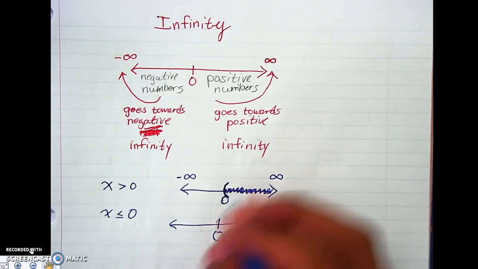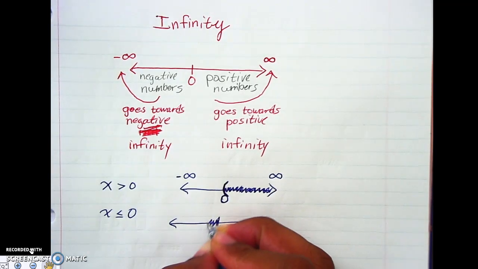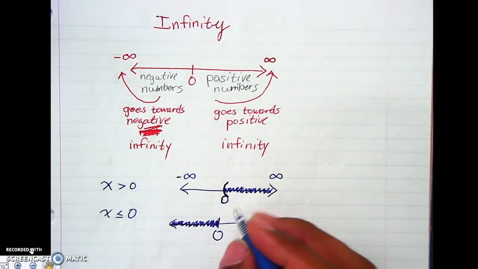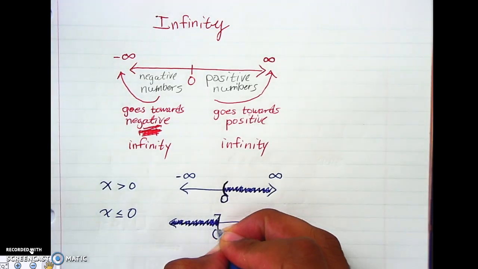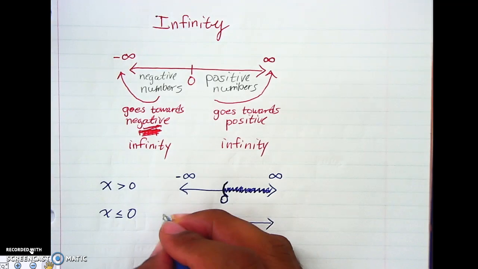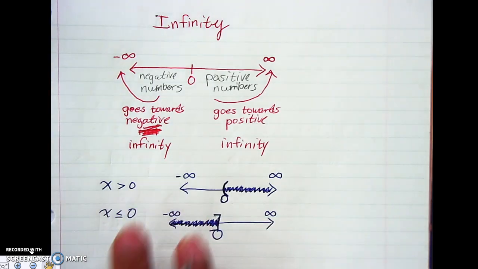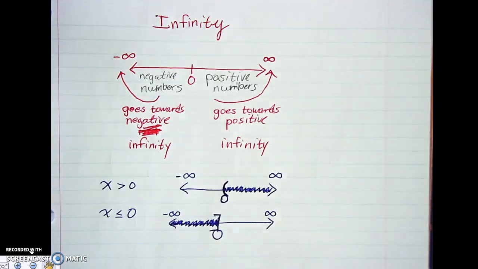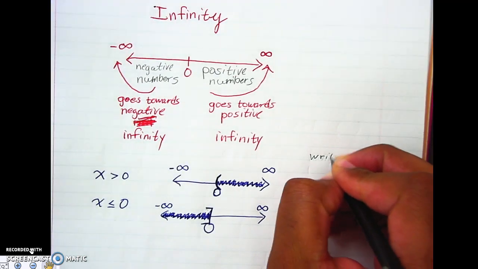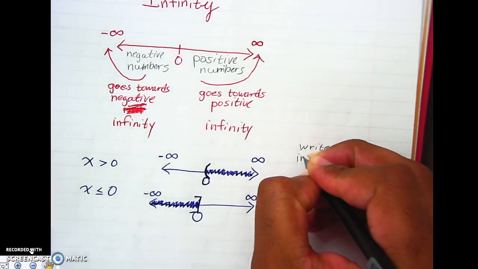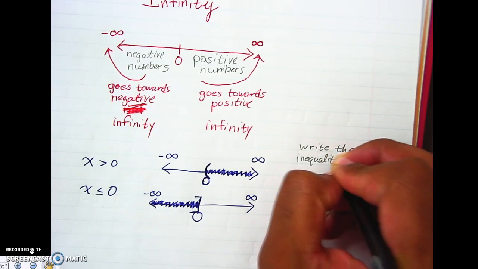That's going to be important again. Now on this one, we know we're shading to the left because it's less than or equal to. And because of the equal to sign, we know it's a bracket. Then we add our infinities again. At that point, looking at the graph, we're going to write this inequality in interval notation.